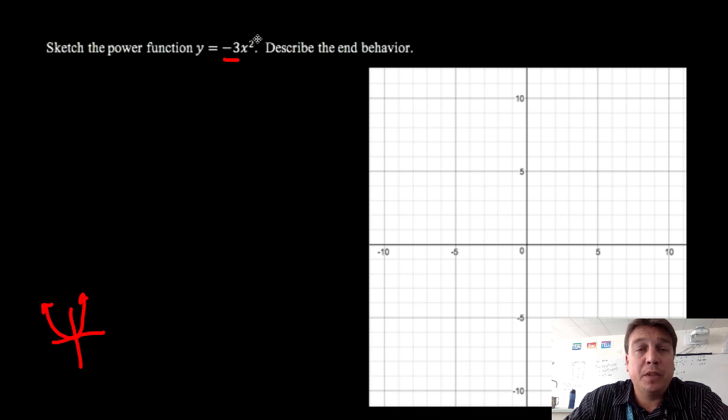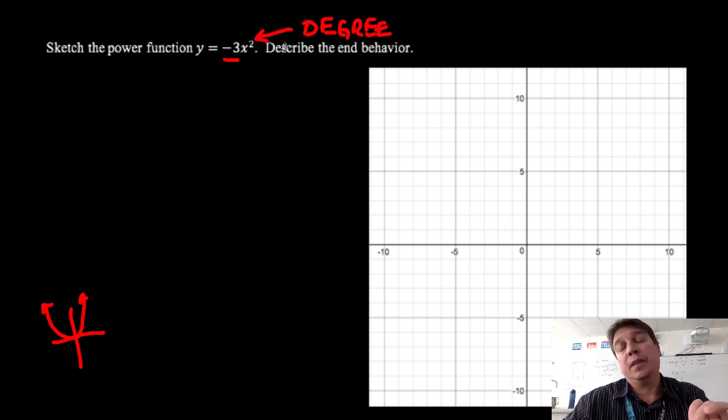So first off, what does this 2 mean? For what we're going to talk about in this section, this is known as the degree of the function. The degree of the function is going to let us figure out how to describe the end behavior.